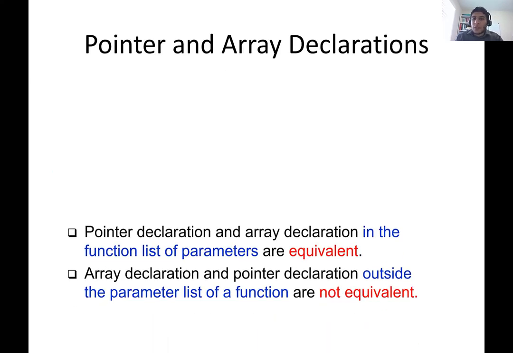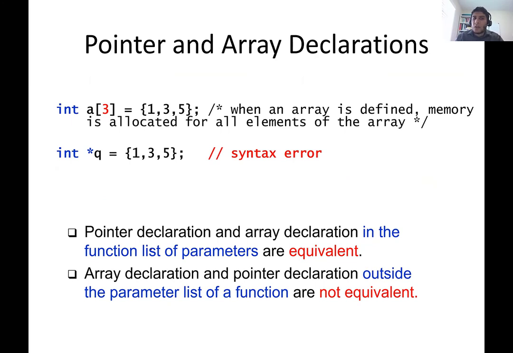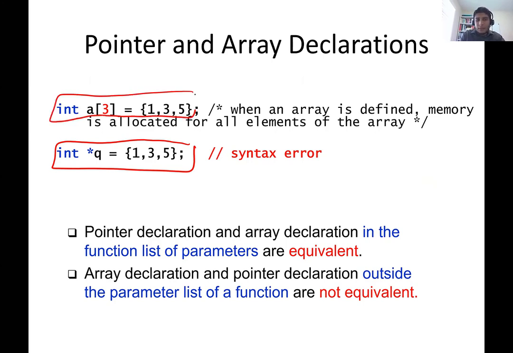But when we try to declare the array, you cannot declare it like that. Because someone might say, if the array is a pointer and the pointer is an array, can I just declare the array using a pointer? No. Why? First of all, this is a regular way of defining an array. You're saying, please allocate three elements in memory, each one of them is an int. So it makes sense. Why does this have a syntax error?